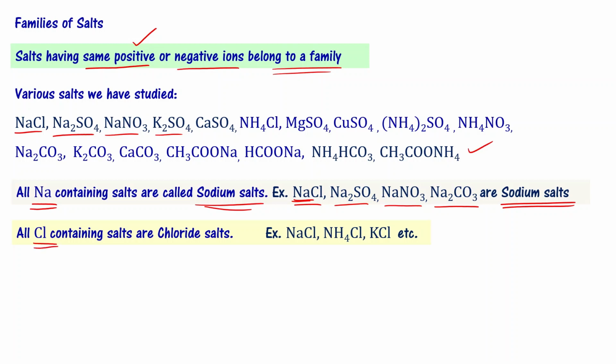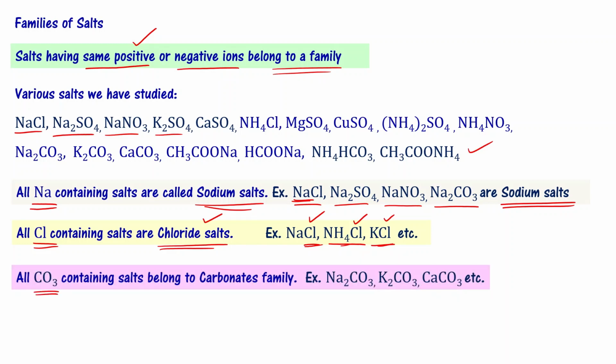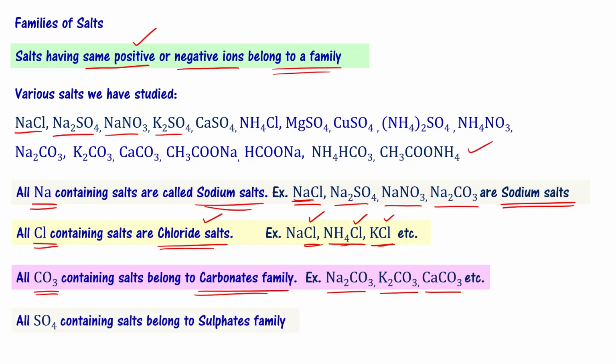All chlorine containing salts are called chloride salts. For example, you have NaCl, negative ion is chloride. Ammonium chloride, the negative ion is chloride. KCl, you see, in all these cases we have chloride as the common ion, that is the negative ion, right? So these all belong to the chloride family. Similarly, CO3 containing salts belong to the carbonates family. You have Na2CO3, K2CO3, CaCO3, and many more, right? All sulfates, SO4 containing salts, belong to the sulfates family.